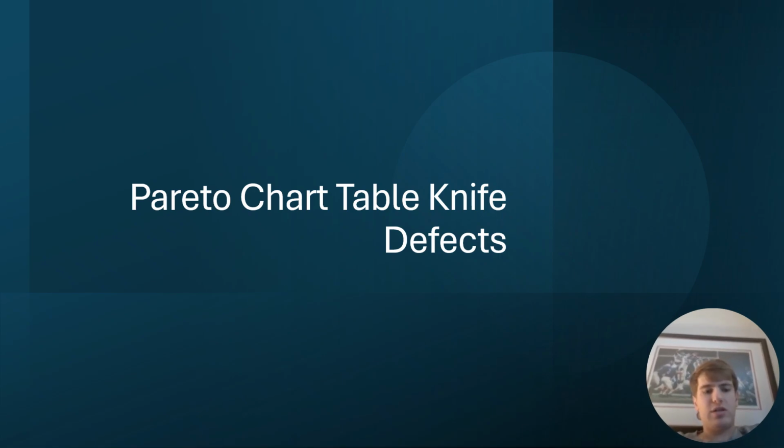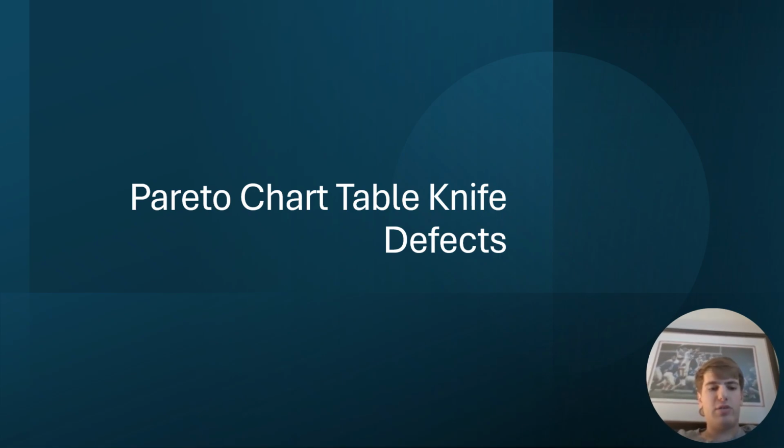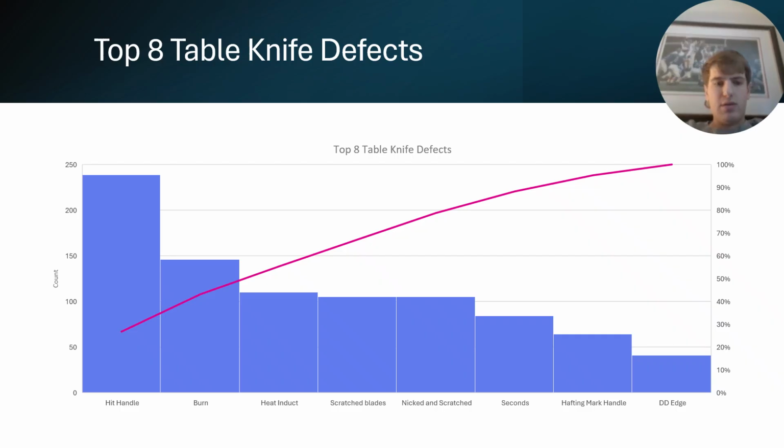Hello everyone, so today we're going to be talking about the Pareto chart of table knife defects. So we move on to the Pareto chart and we have the top 8 table knife defects. First coming in we have the hit handle, which is at a rate of 239.